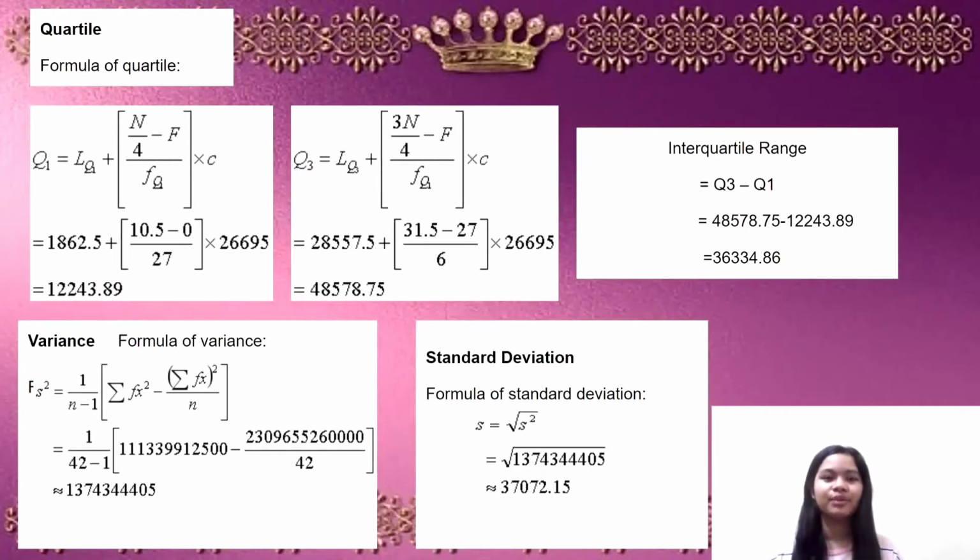Next is about the first quartile and the third quartile of the total casualties caused by road accidents. For the first quartile, we use the formula of the first quartile and we find out the solution of the first quartile is 12243.89 and the solution for the third quartile is 48578.75.